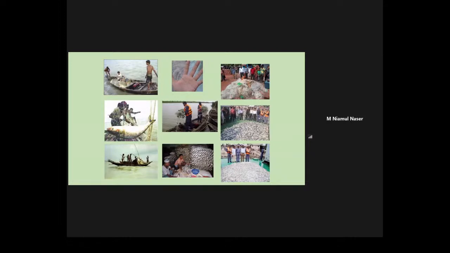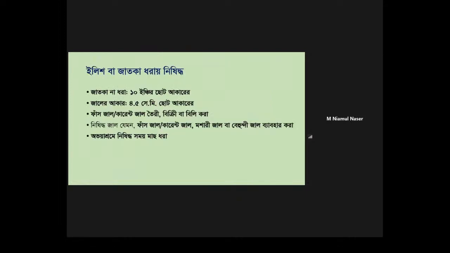And this is the fishing. You can see these are just the baby ones, and it was very unfortunate. Tons of jatka were also caught at the time. Now the situation has changed. So, what is on jatka?